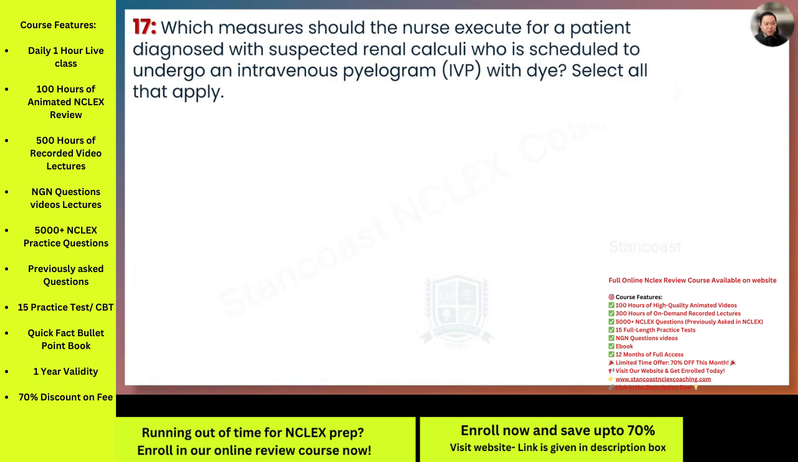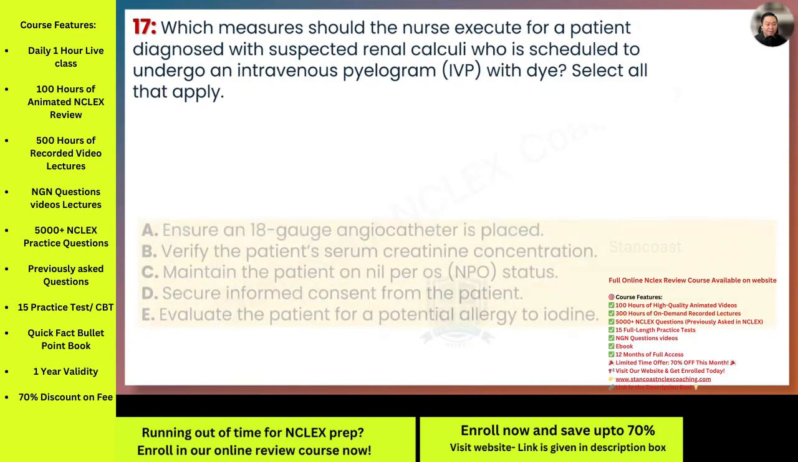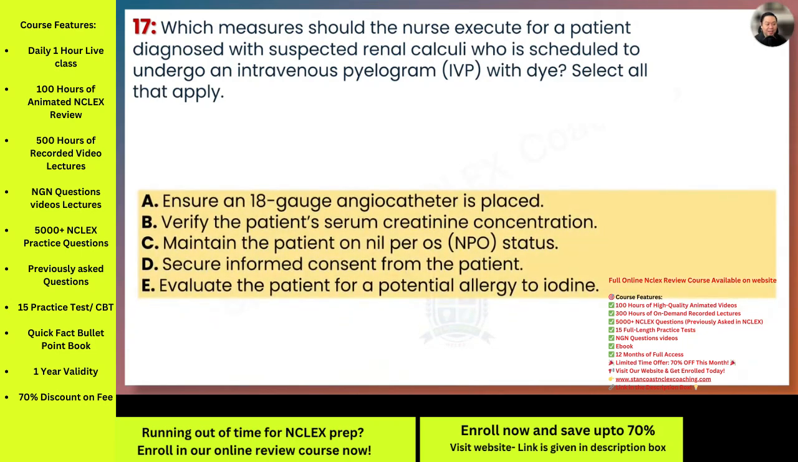Which measures should the nurse execute for a patient diagnosed with suspected renal calculi who is scheduled to undergo an intravenous pyelogram with dye? Select all that apply. Options: A, ensure an 18-gauge angiocatheter is placed. B, verify the patient's creatinine concentration.